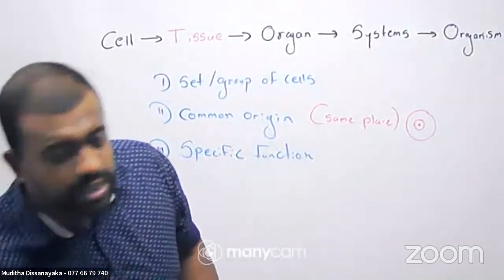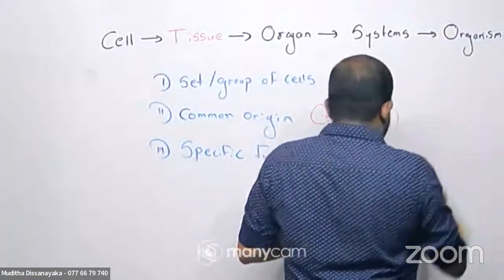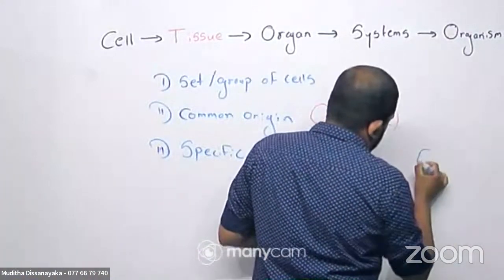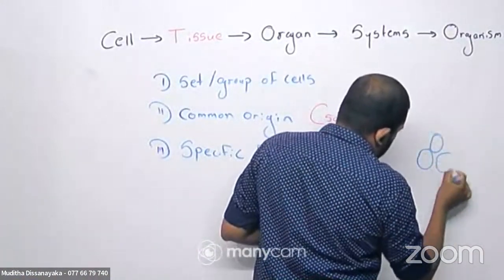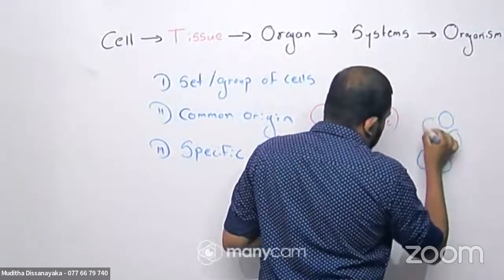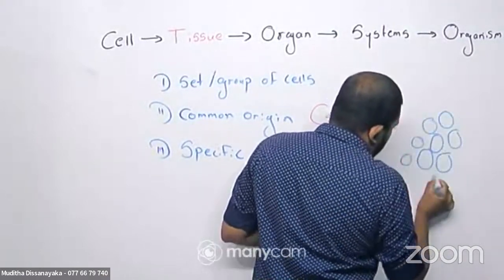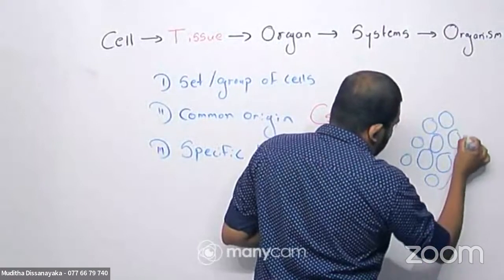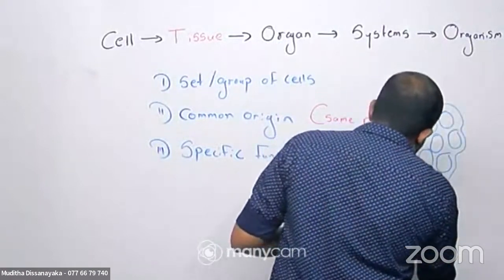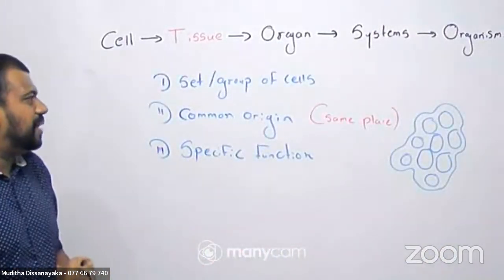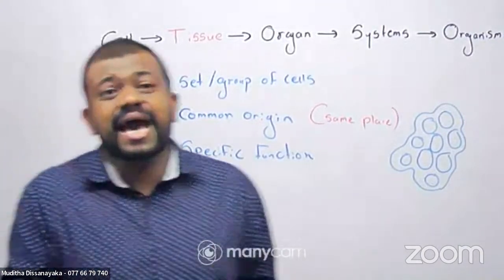Performs a specific function. So it'll be like this. A set of cells with a common origin, intercellular spaces are present. Let's talk about the examples. Those make a tissue. We call this one a tissue.